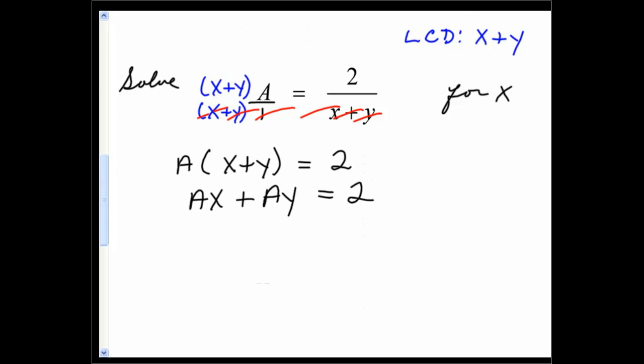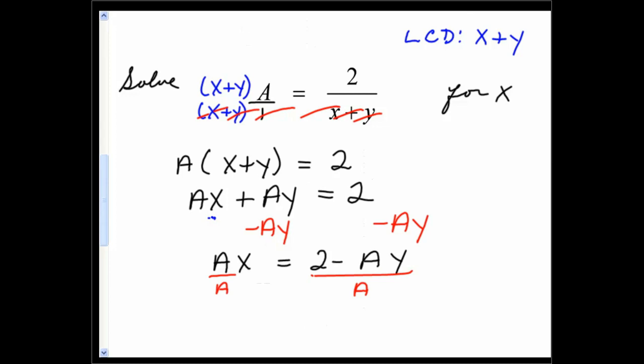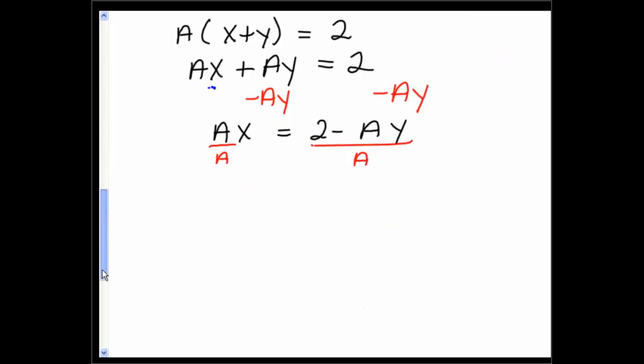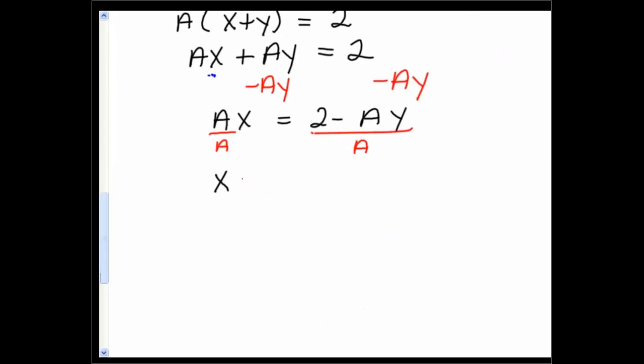Now we're trying to get x all by itself, so we'll have to subtract the ay from both sides of the equation. We'll have ax equals 2 minus ay. And then finally, we're going to have to divide by a. Our answer will be x equals 2 minus ay over a.